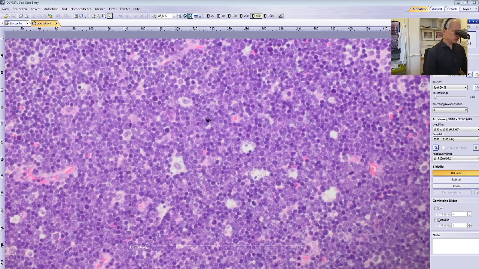You see the macrophages, and some of them contain tingible bodies, so this is at least coming close to a starry sky pattern. For me it is not a real starry sky pattern, because the cellular infiltration you see here does not have the cohesive picture that you usually see in Burkitt's lymphoma when we call this a starry sky pattern.